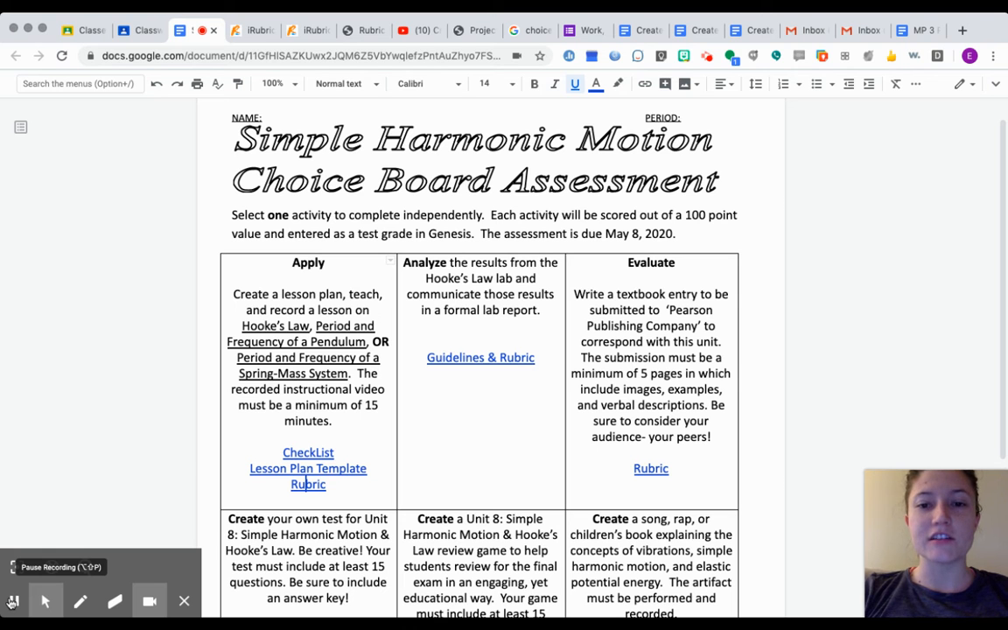So I suggest that you use every day to kind of work towards completing this. Okay, it's going to take more time than a typical test, but it's going to allow you to be creative and choose the way you want to show your understanding. So here are our options. Okay, I'm going to go through them a little bit briefly.